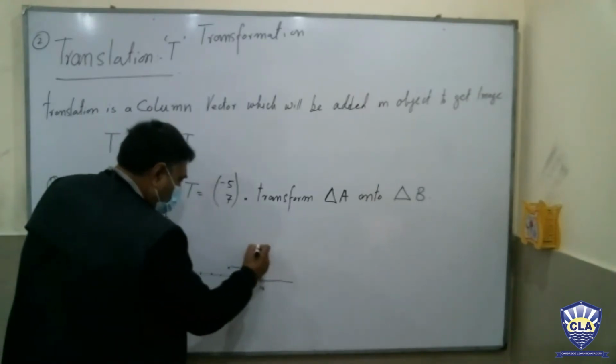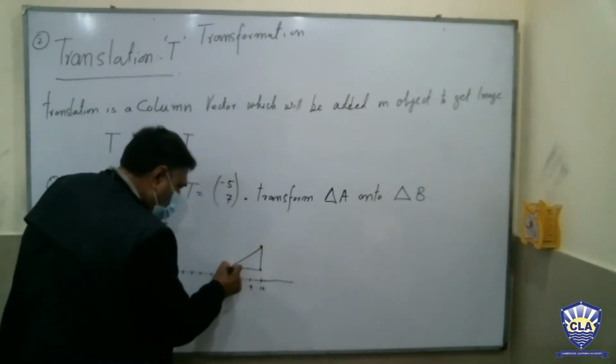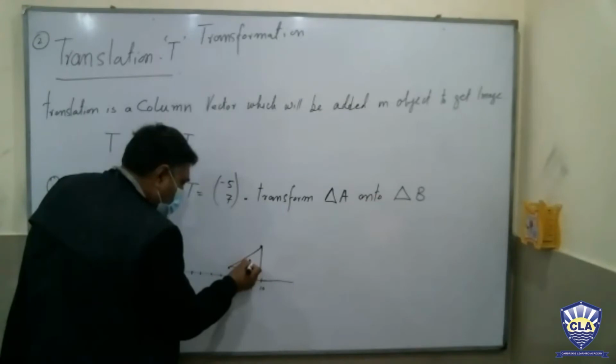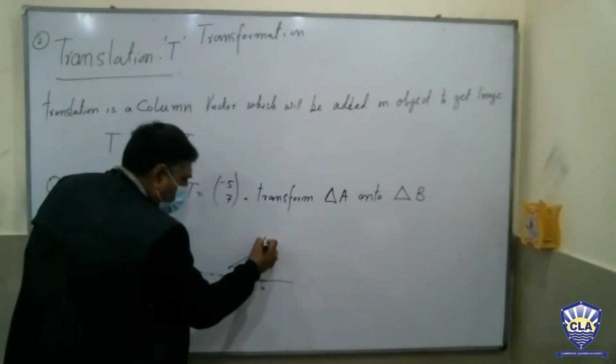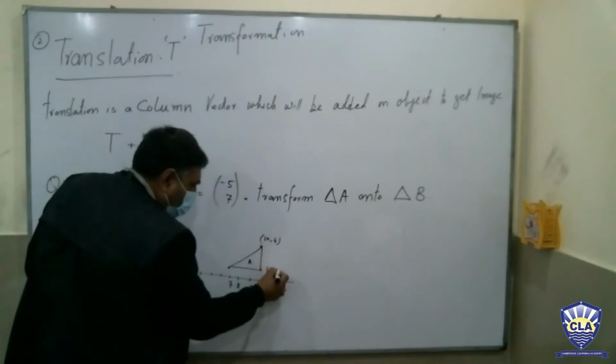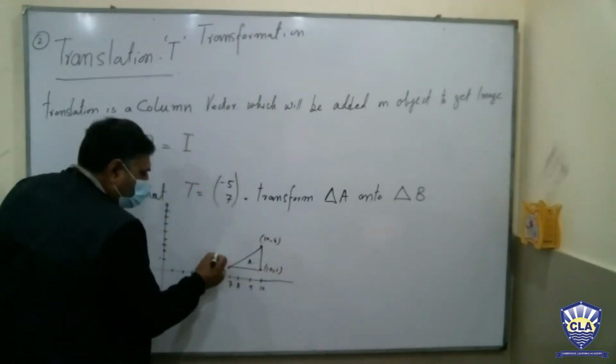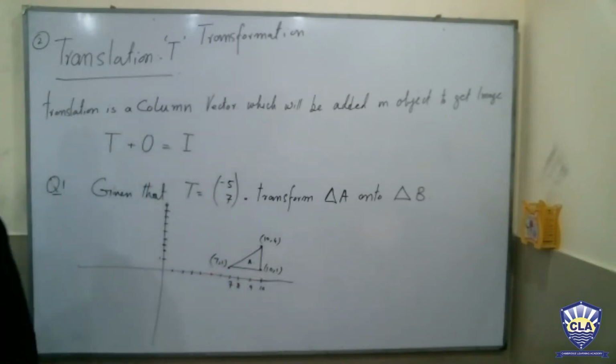4, 10, 4. Triangle A: 10, 4. 10, 1. And 7, 1. These are the 3 points. We can easily find them from the graph because it is a graphical question. So you can find the points of the triangle.